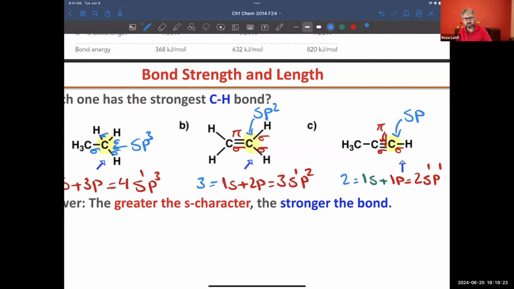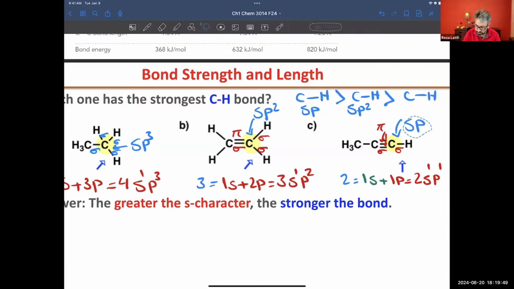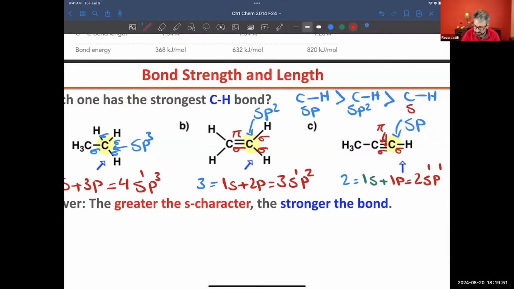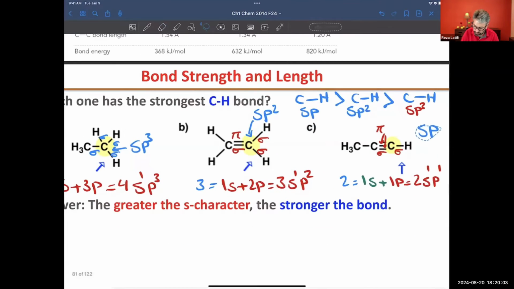Remember we said as we increase the S character, the bond gets shorter. It means it's getting stronger. So what's the strongest bond here? The strongest bond is the one that has the sp hybridization, and then CH with sp2. The last one will be CH with sp3 hybridization, so the weakest one will be sp3. Let me just erase this one and move it, put this one here.